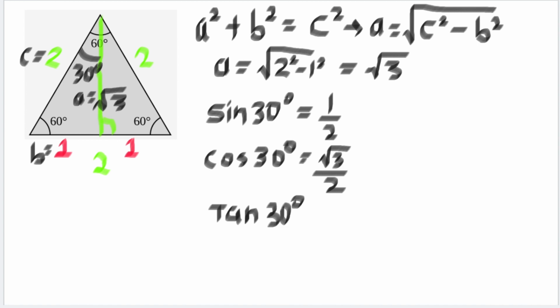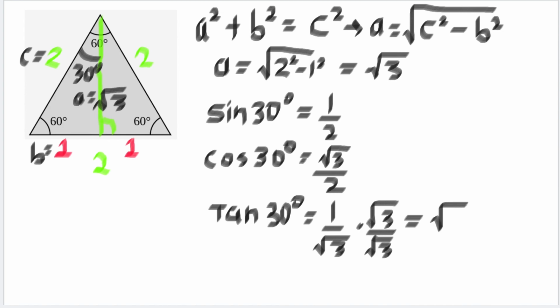Finally, the tangent of 30 degrees is equal to opposite. So the opposite of 30 degrees is 1, and then divided by adjacent, which is square root of 3. We cannot leave this ratio like this, so we have to rationalize by multiplying by square root of 3 over square root of 3, which is going to be equal to square root of 3 over 3. So this is the ratio, square root of 3 over 3.